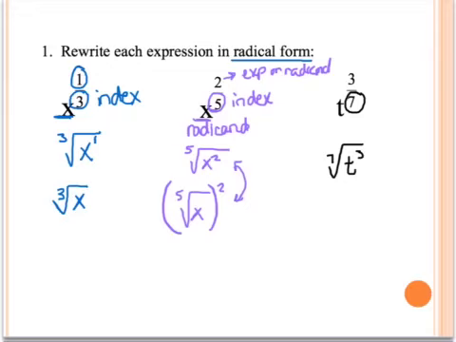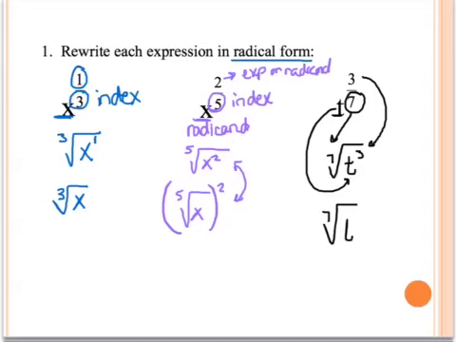Okay, so hopefully you notice that the denominator is 7. That becomes my index. The numerator is my exponent, and the t, the base, becomes my radicand. So I can either write it as the 7th root of t cubed or the 7th root of t quantity cubed.